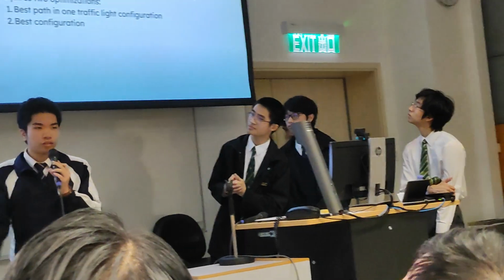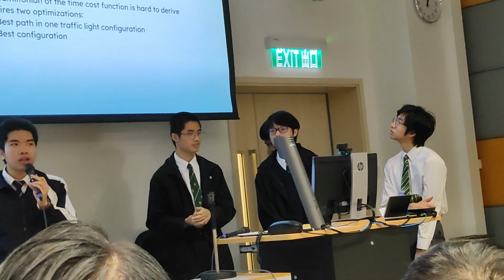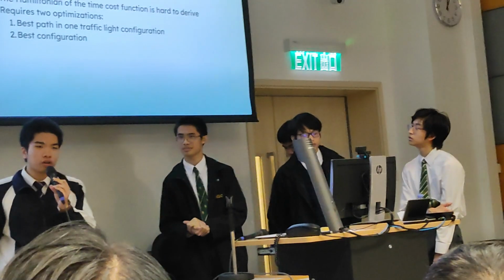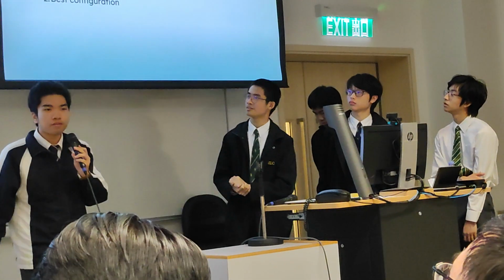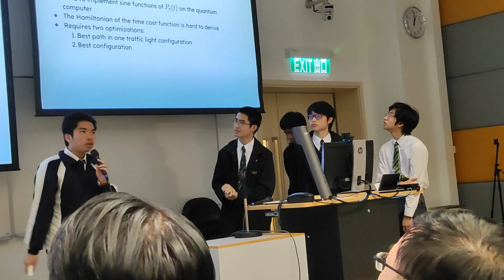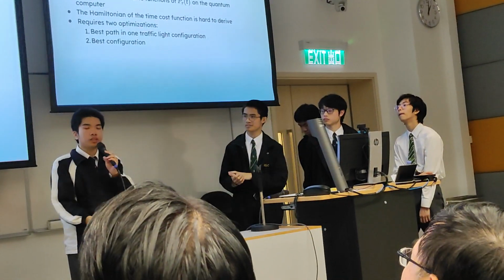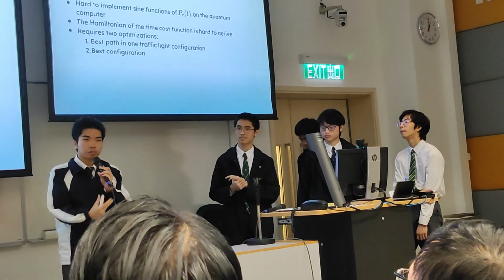Moreover, we need two optimizations for this problem, unlike conventional QAOA problems like MaxCut, as we need to find the best path when we have one traffic light configuration, and then when we have the best path, we need to find the best configuration from that.